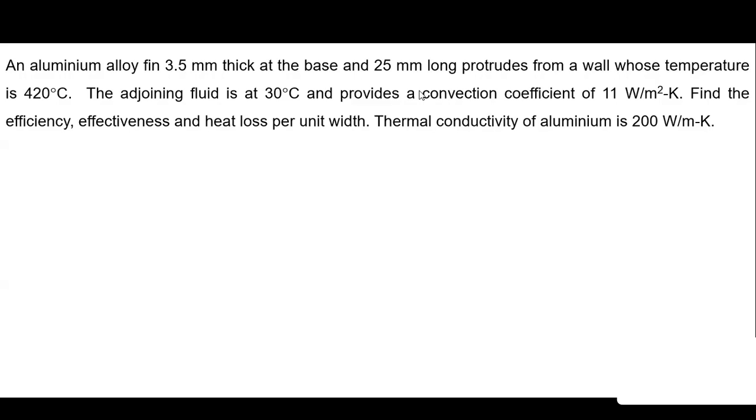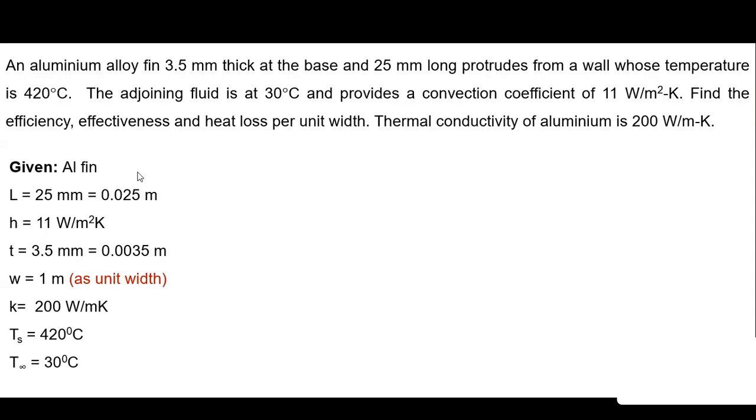So we have to use the equations for efficiency, effectiveness, and heat loss. What is given? Aluminum fin L is 25 millimeter, H is equal to 11, T is 3.5 millimeter, W is the unit width, so let us take it as 1 meter. That's very high, but as per the problem, we need to go. You cannot have a fin with a width of 1 meter. If you're putting it on a wall, then only it is possible. But let us calculate for unit width.